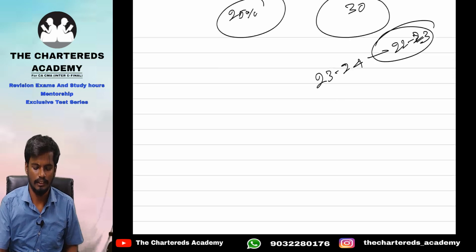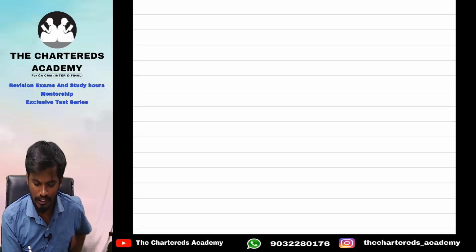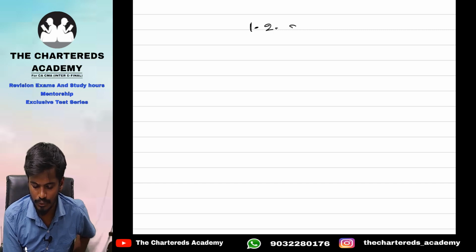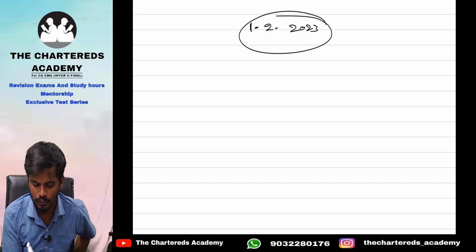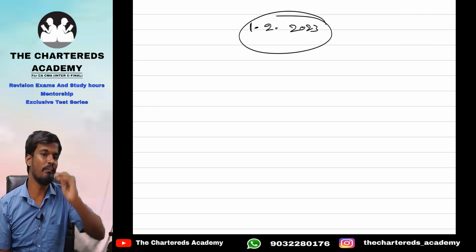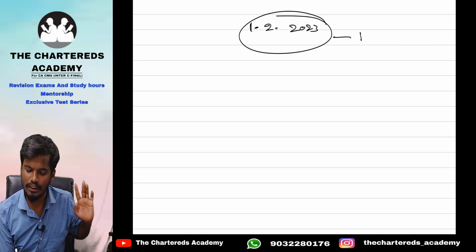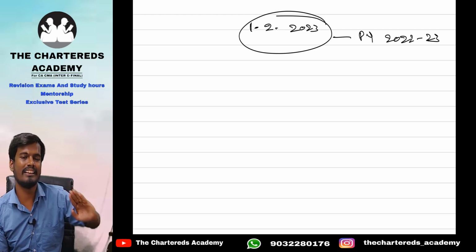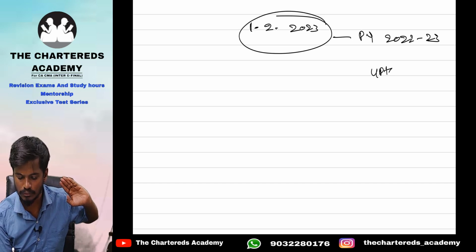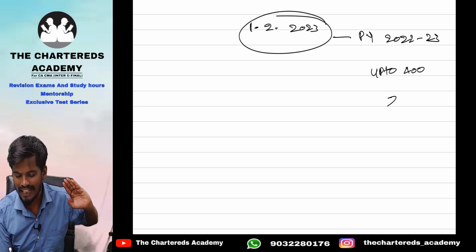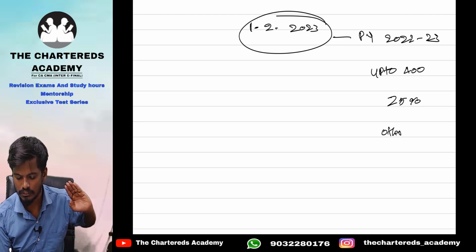What happens, sir? We put the budget on 1st February 2023. So we could simply say that if your turnover of the previous year 22-23, or the previous year 23-24, is up to 400 crores, your tax rate is 25%, more than that, otherwise 30%.